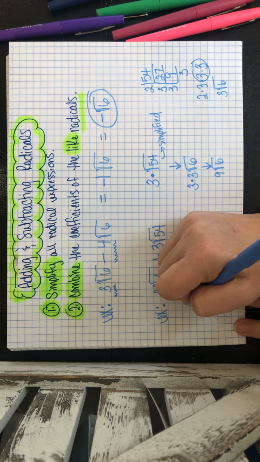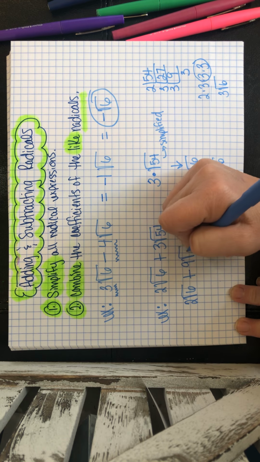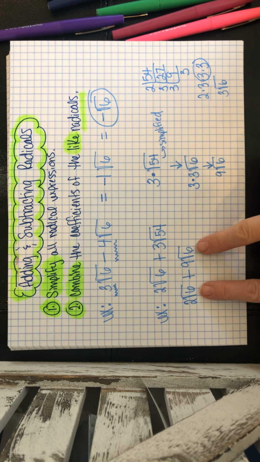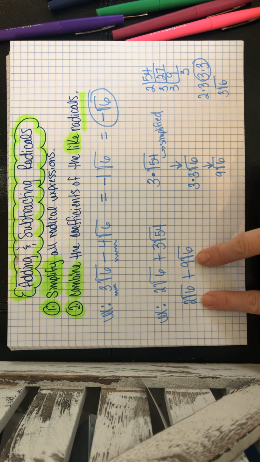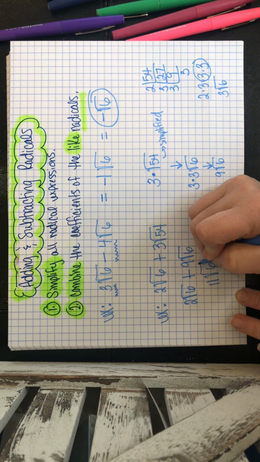So now I have the problem 2 root 6 plus 9 root 6. So now that these are alike, I can combine my coefficients. So 2 plus 9 is equal to 11 root 6.